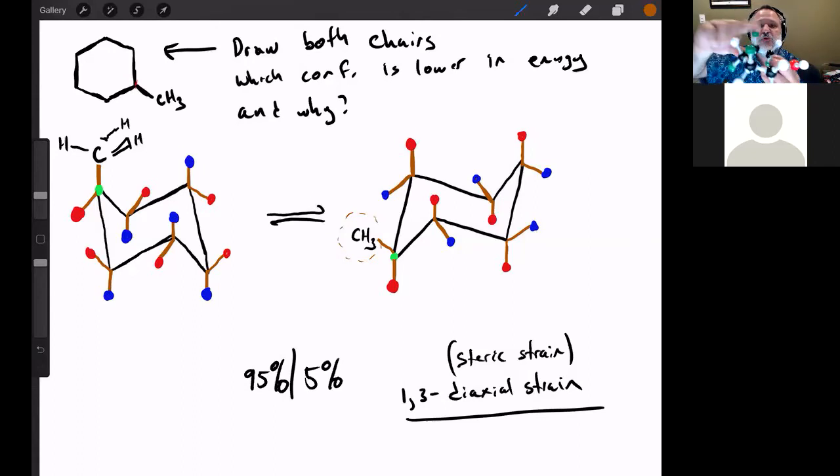Let's do the chair flip. Now that I've got the OH group in the equatorial position, look how much room it's got. It's not nearly as close to the two groups adjacent to it, and it gets to be much lower in energy. And so that leads the conformation on the left for methyl cyclohexane to be much higher energy than the structure on the right. So at the end of the day, what we're saying is the structure on the left has the most diaxial strain, so it's the highest in energy, and that means the structure on the right is the lowest energy.